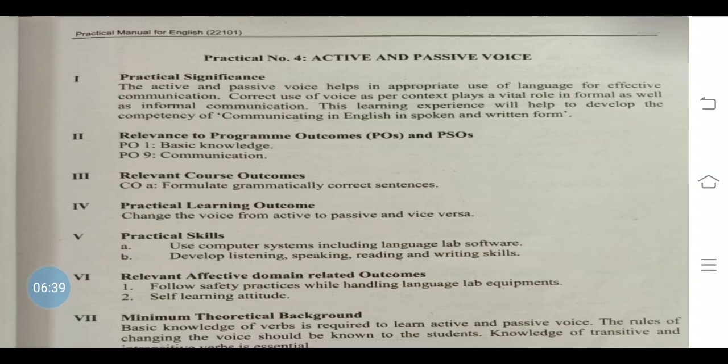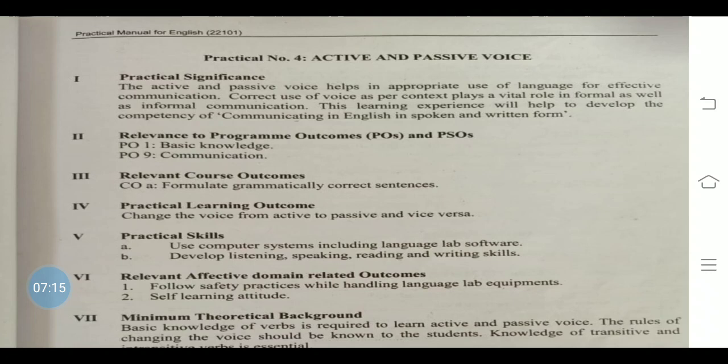Basic knowledge: you should grasp, you should obtain basic knowledge regarding active and passive, whatever we discuss now. Communication also, we should use active voice and passive voice for our day-to-day communication. Relevant course outcomes: you should develop the ability to formulate grammatically correct sentences. Practical learning outcomes: change the voice from active to passive and passive to active, vice versa. You should develop the ability to convert active to passive voice or passive to active voice.